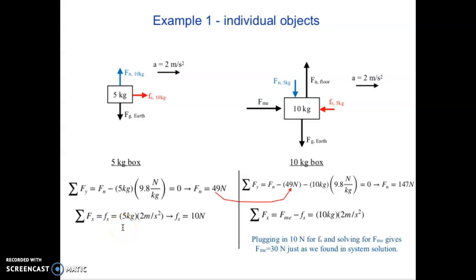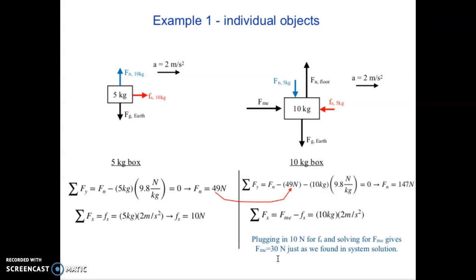Looking back at the 5 kilogram box, sum of horizontal forces is just the static friction force exerted by the 10 kilogram equals the mass of the 5 kilogram box times its acceleration. Tells us that the static friction force is 10 newtons. That 10 newton static friction force is a force to the left on the 10 kilogram box. So this would be F_me minus 10 newtons equals the 10 kilogram mass times its acceleration. Solving this, we again find that F_me equals 30 newtons, which it should because that is the same F_me we saw on the last slide.